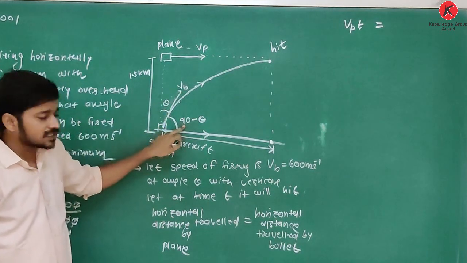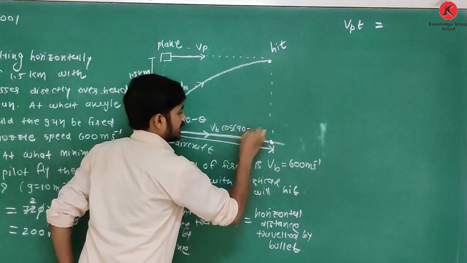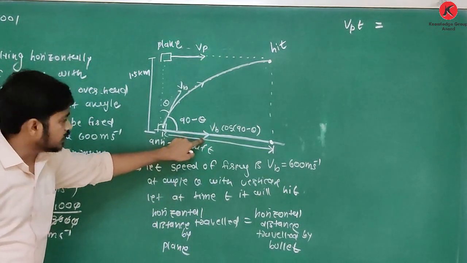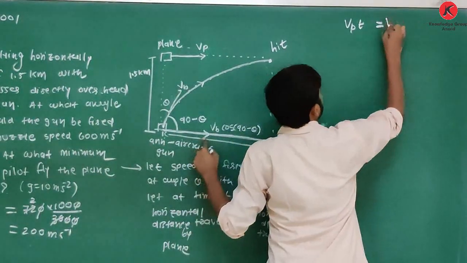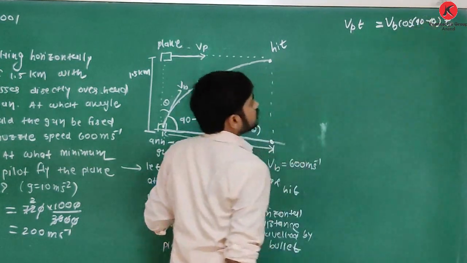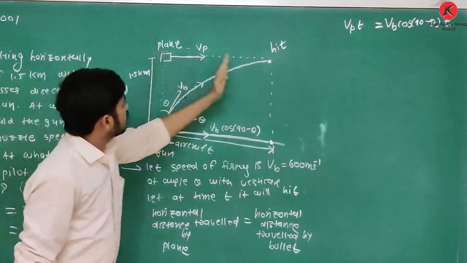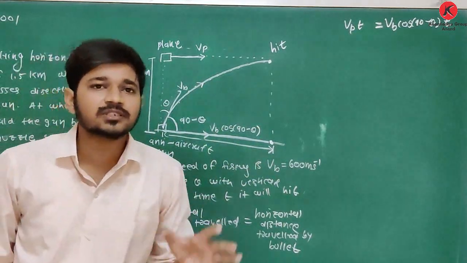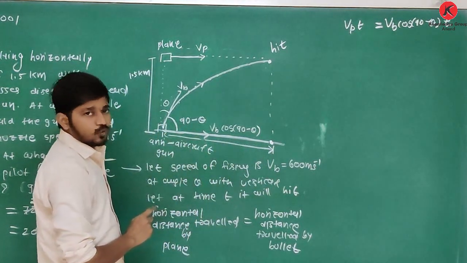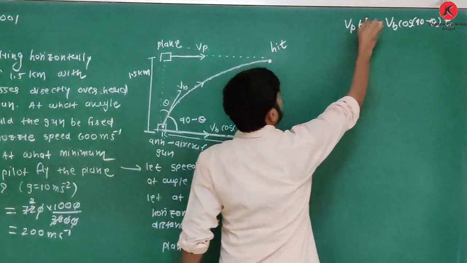This angle is 90 minus theta. So what is this component? This component is Vb cos(90 minus theta). Clear about this? So here you have to take Vb cos(90 minus theta) into t. Understand, Vb is in this direction, but as their horizontal distances become the same, you have to consider this component of speed. Now see, t cancels.